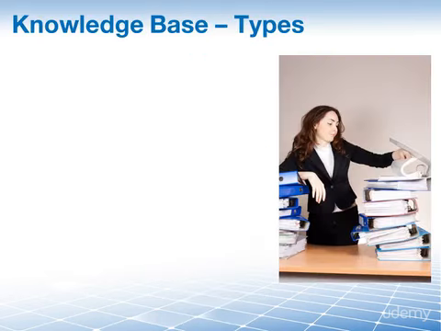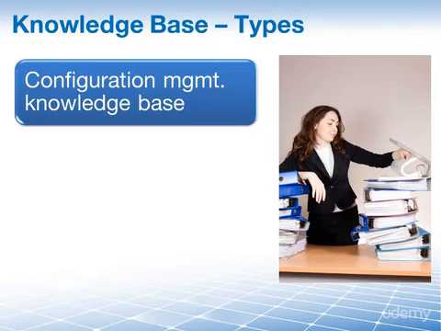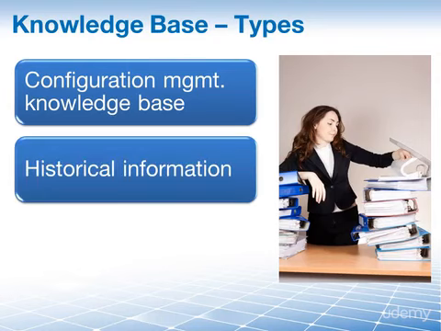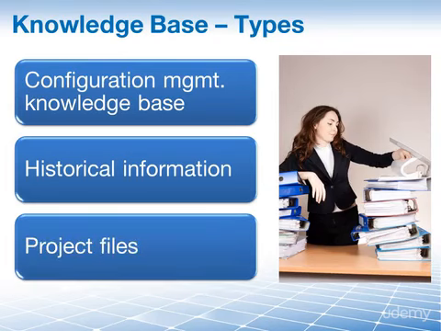Let's now look at different examples of corporate knowledge bases, beginning with the configuration management knowledge base. The configuration management knowledge base, quite simply, is a collection of all organizational standards, policies, and project documents, including all the previous versions. There could be historical information. This is a fairly broad category. An example of this would be product or resource pricing history that is relevant to the industry where your organization operates. And of course, project files.